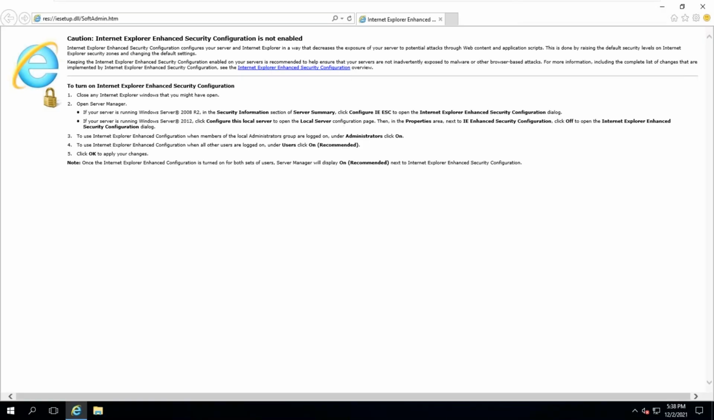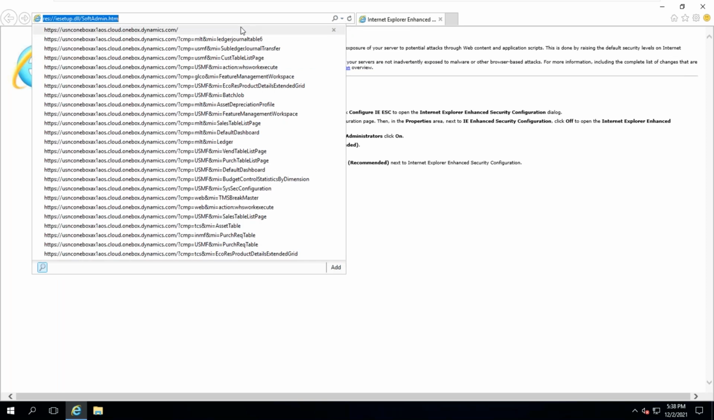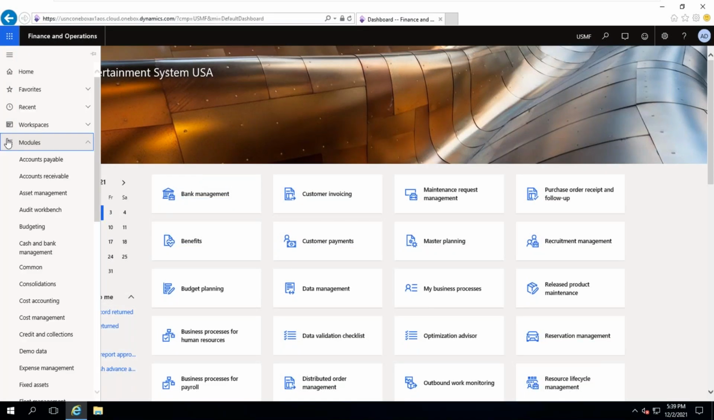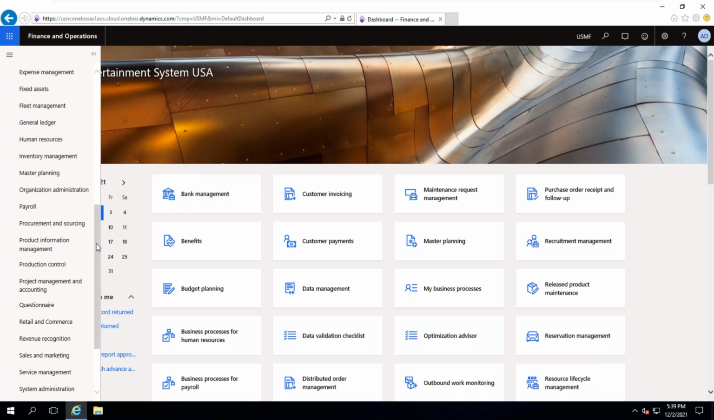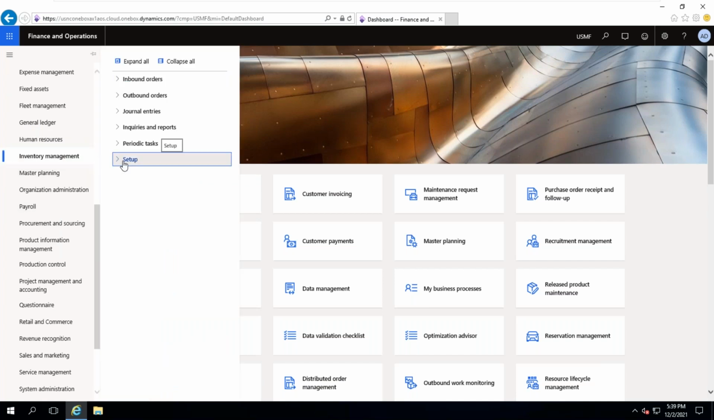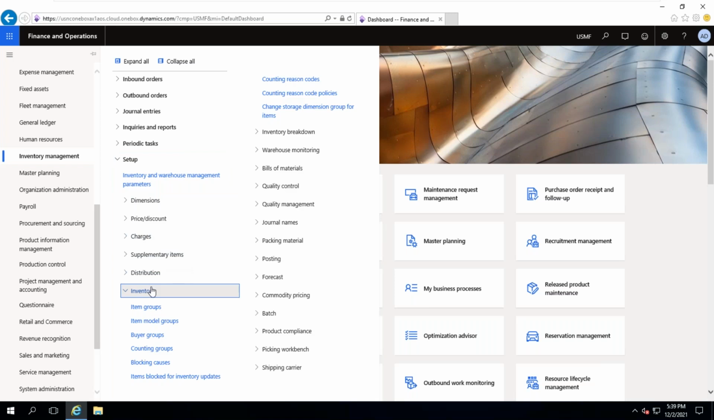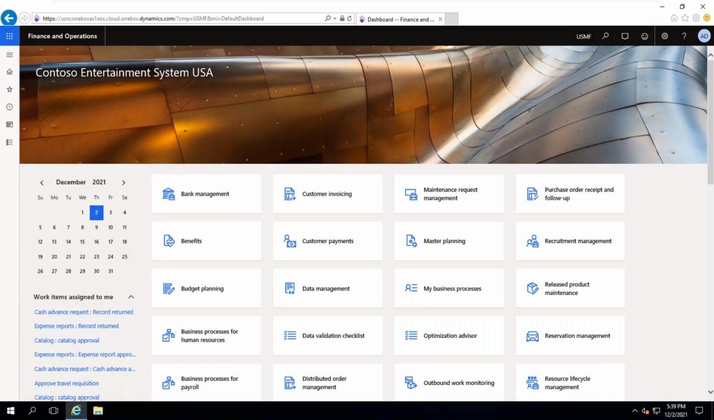These ledger accounts are in inventory management. Even though it is a part of T&L, you need to learn this one. It is your responsibility. Item group is a part of T&L, and posting also is T&L, but it is the responsibility of the finance functional consultant. So inventory management, setup, inventory, item groups.